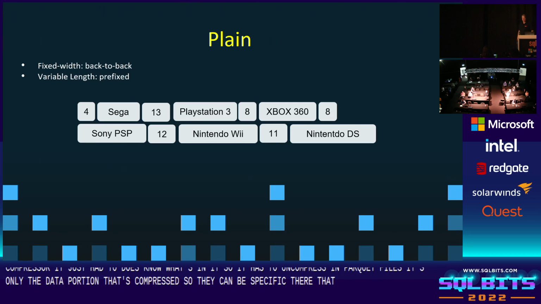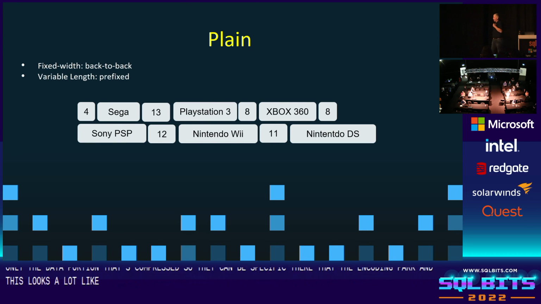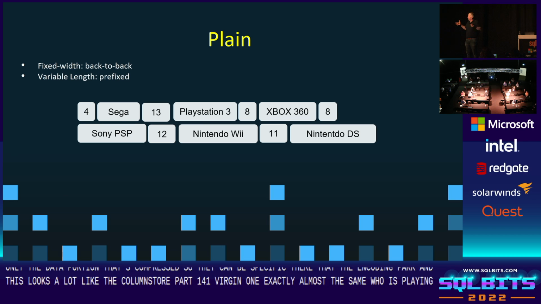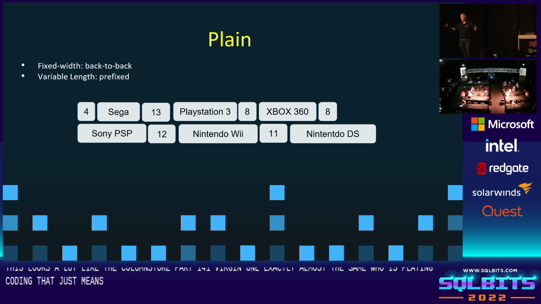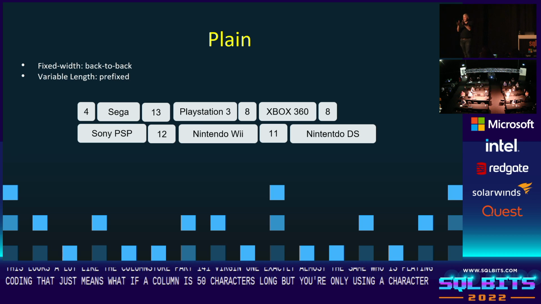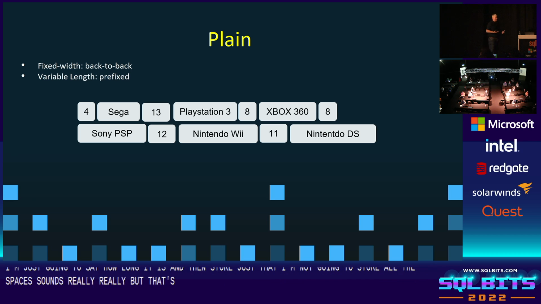Now the encoding part. And this looks a lot like the column store. The Parquet format version 1 is actually almost the same. What they do is plain encoding. That just means, well, if a column is 50 characters long, but you're only using 8 characters, I'm just going to say how long it is and then store just that. I'm not going to store all the spaces. Sounds really silly, but that's what it does.